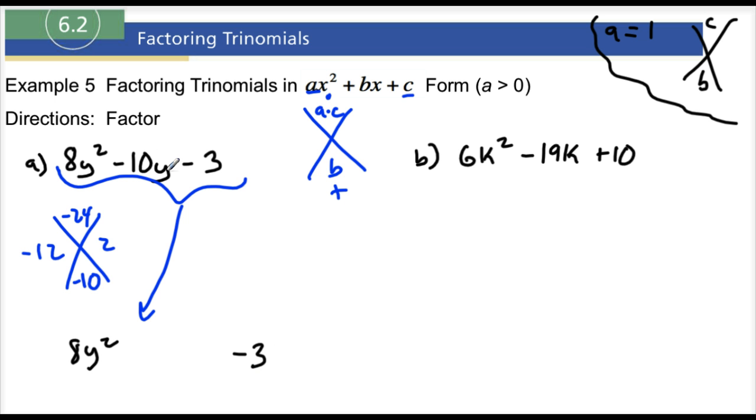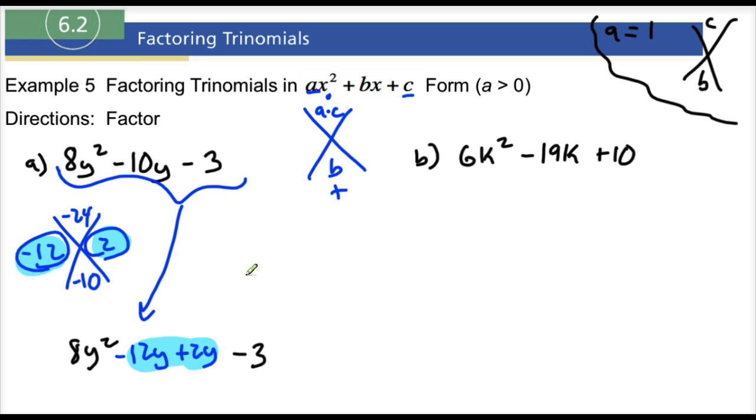I skipped -10y. Instead of writing -10y, I'm going to write it as, check this out here, -12y plus 2y. Now, isn't -10y the same as -12y plus 2y? Well, yes, those are the same. And notice where I got -12y and 2y from. Where did I get it from? Well, from right here. So that's why we had to do the diamond. That's where it comes from.